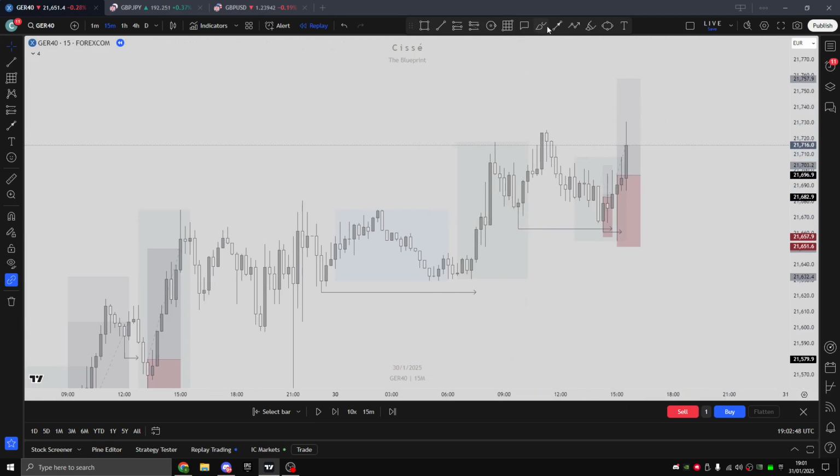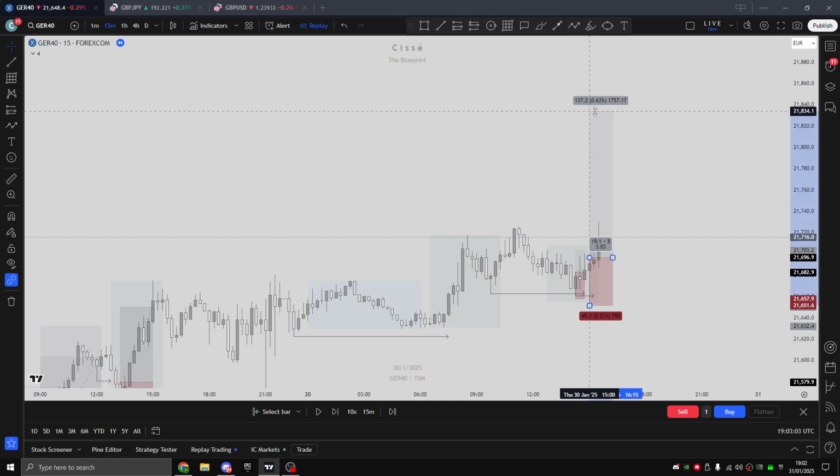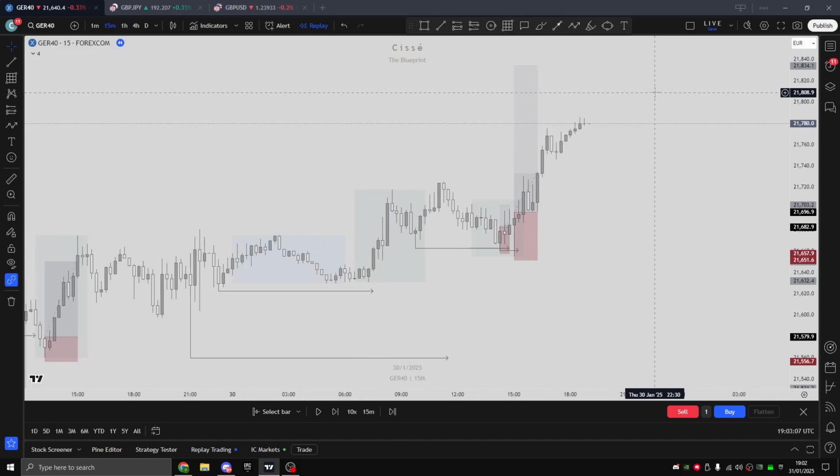So what happened was we had our liquidity here that we swept there. We swept it, pushed higher, built a new low, swept that low, and then tagged in there. So a re-entry there after the loss. 1 to 3 up here. Runs quite nicely away.